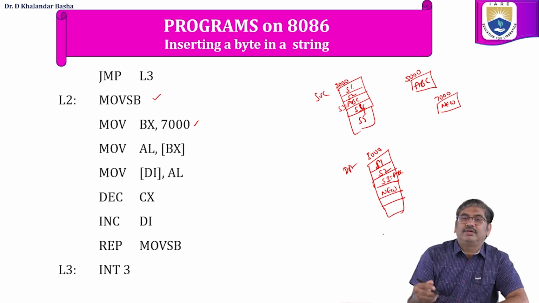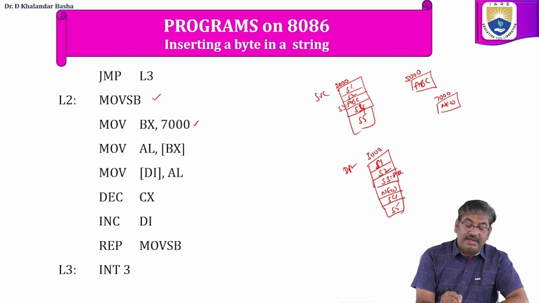After that, the remaining data we can copy, S4 and S5. So MOVSB, first the data will be copied, ABC. Next we are going to fetch the new data which is at 7000 location. So that address we are going to load into BX register. From that memory location, the data will be copied into AL.